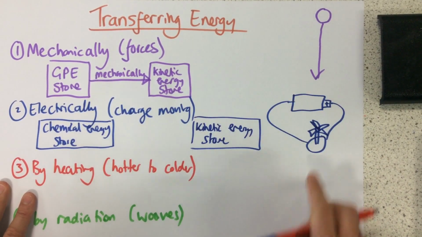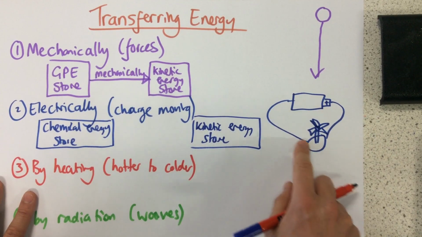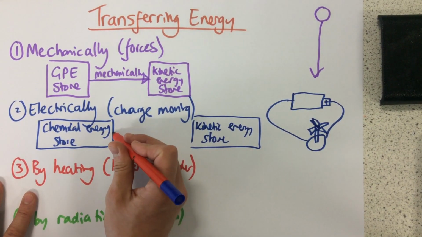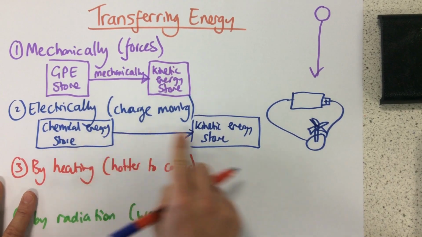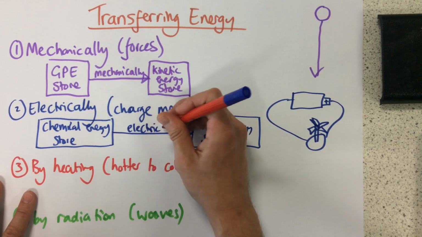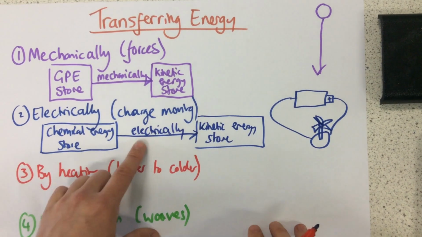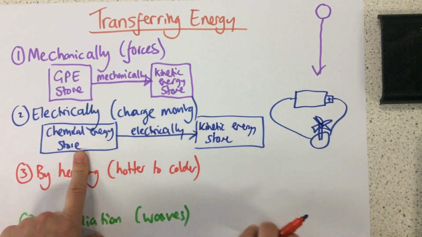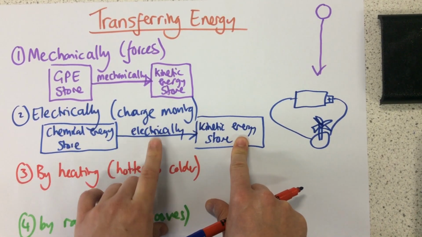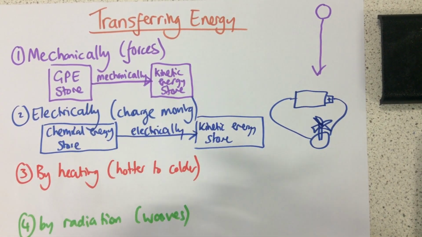Now, because this is transferred by electrical charges flowing around the circuit, my arrow showing the transfer from one to another is going to have the word electrically written above the arrow. So again, this shows we started off with the chemical energy store, we ended up with the kinetic energy store. Because we've got charges moving, it's been transferred electrically.